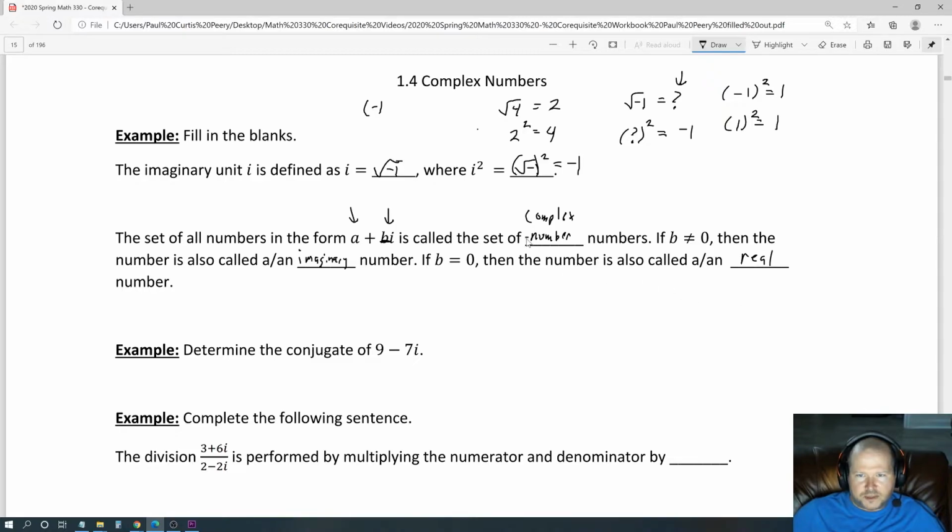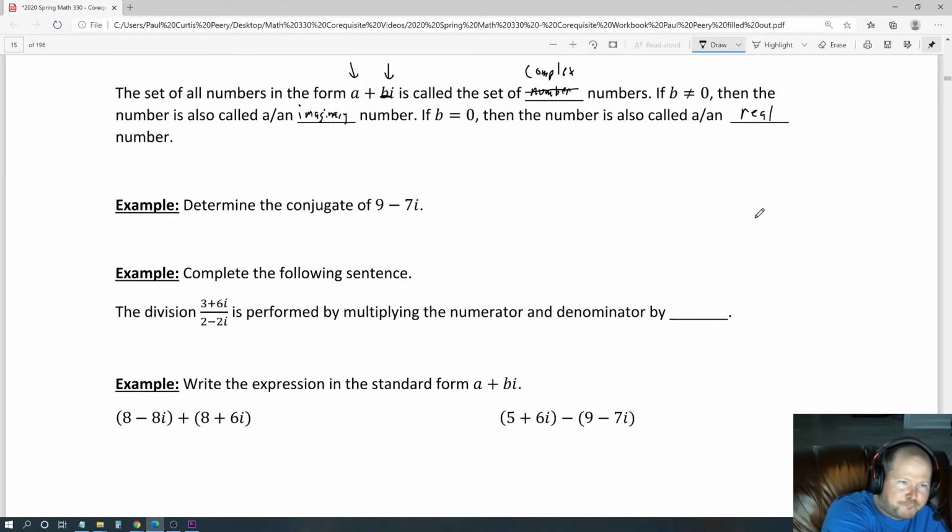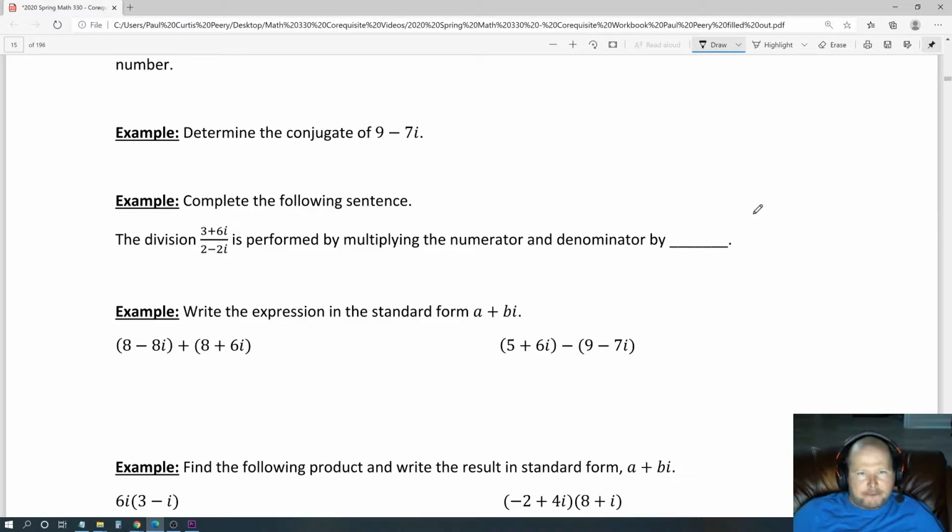Oh, it's redundant putting complex numbers next to number. My bad. Okay, so we're going to determine the conjugate of 9 minus 7i. And the conjugate is basically the same binomial, but with opposite signs. So 9 minus 7i turns into 9 plus 7i. Okay, so we're going to complete the following sentence. The divisor 3 plus 6i divided by 2 minus 2i is performed by multiplying the numerator and the denominator by the conjugate of the denominator.